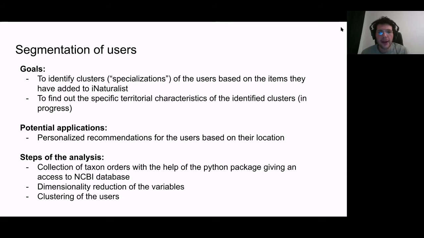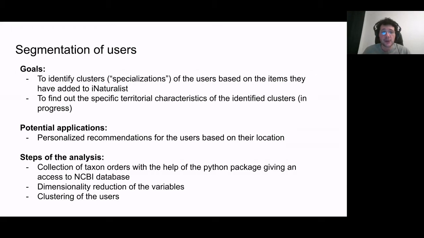Yeah, and another area that I find quite interesting is clustering of users based on the taxons that they were collecting for iNaturalist. So my intention was to somehow identify specializations of users. So groups of people who are focused on collecting only birds, some people who are collecting only flowers and plants. So far, this part of the research is still under development. I'm still improving my way of clustering users because it was a bit more difficult than I expected.